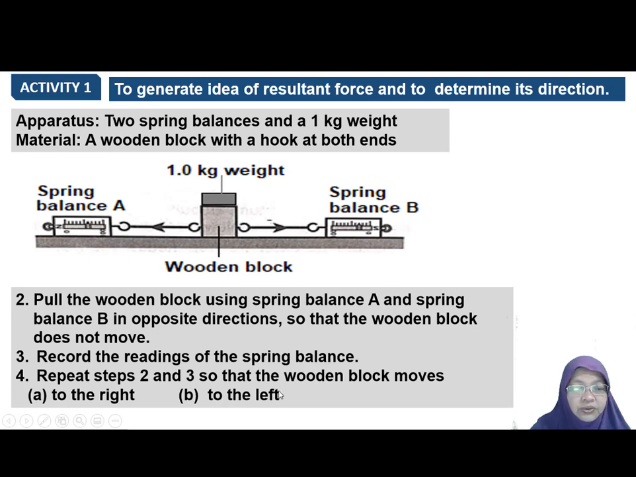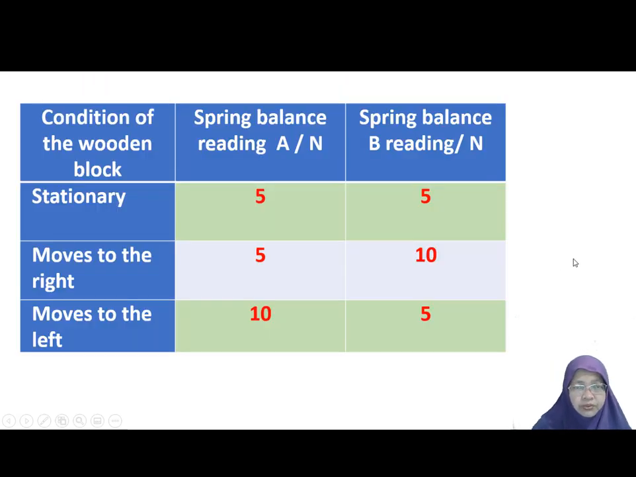Okay, so each step we will look at the reading of the spring balance. Okay, so here is what we should get. Okay, when stationary, both have the same reading. Let's say 5 Newton. Here is also 5 Newton. But when you move to the right, B is on the right side, right? So the force is bigger, 10, and here is 5. When you move to the left, here is 10, here is 5.